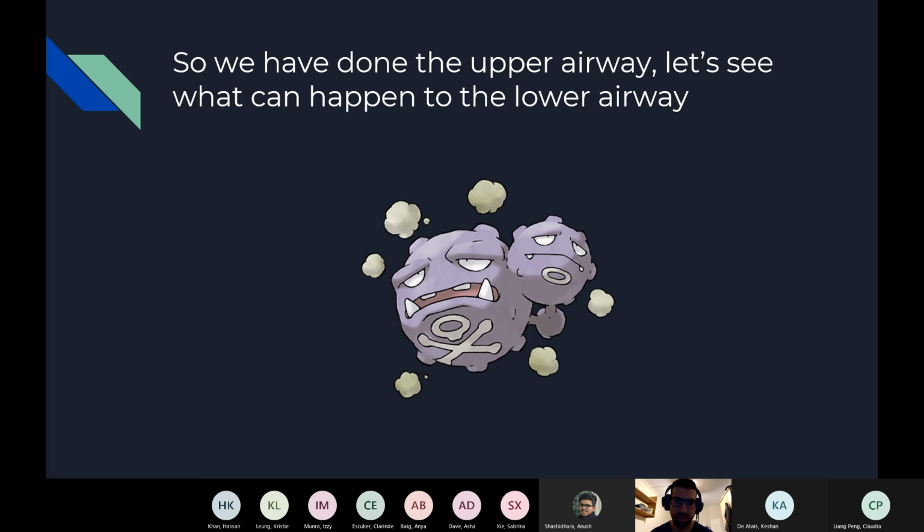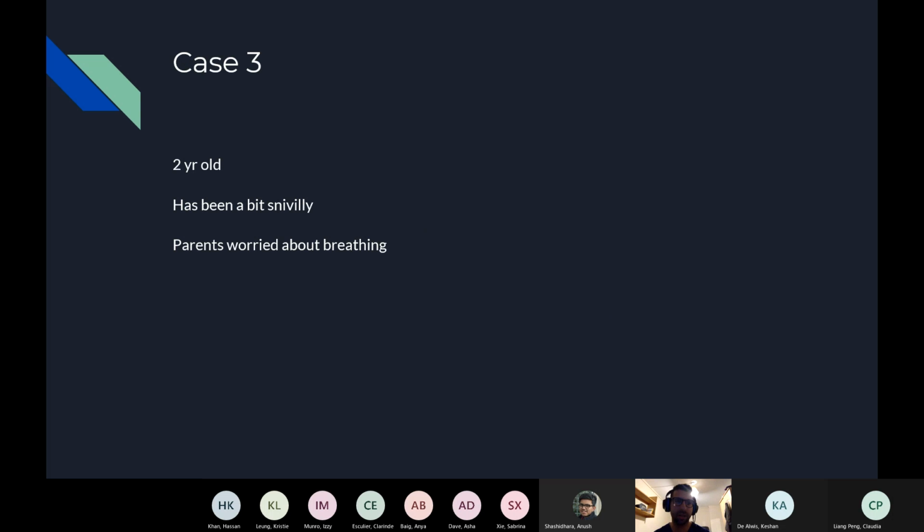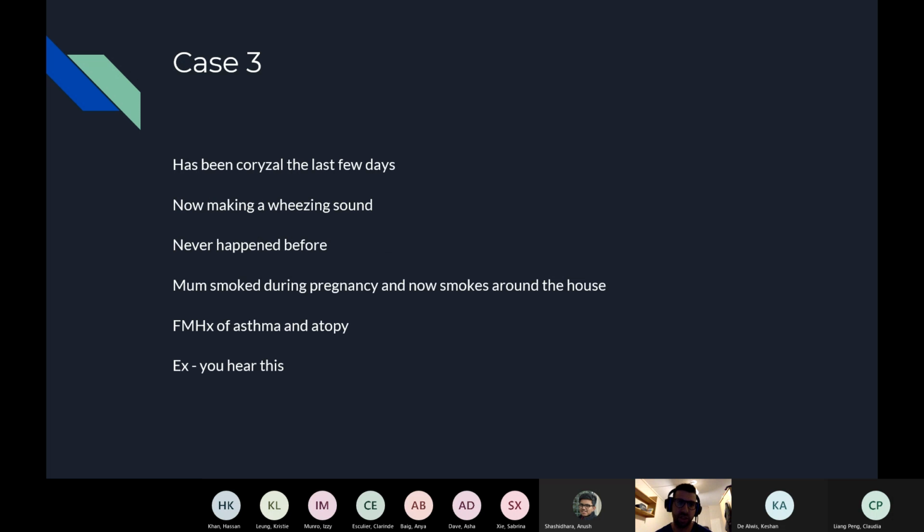So everyone loves Pokemon. This is Wheezing. I don't know which one it is, but let's talk about wheezing now. So case number 3. A 2-year-old has been a bit snivelly and parents are worried about breathing. For the last few days they had quite coryzal symptoms, coughing and sneezing, but they're now making a wheezing sound that has never happened before. Mum did smoke during pregnancy, and now smokes around the house. There is a significant family history on the mum's side of asthma and atopy, and on examination, you hear this.